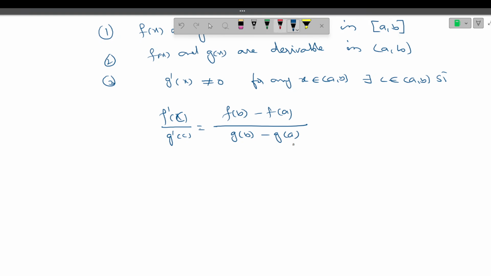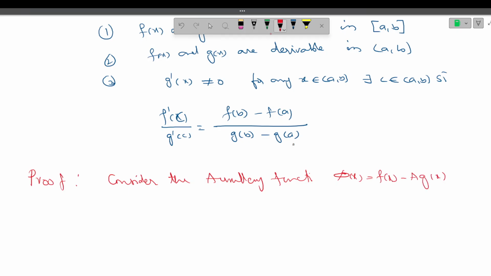Now let's go for the proof of it. Let us consider the auxiliary function phi of x equal to f of x minus a g of x, where a is a constant to be chosen such that phi of a equal to phi of b.